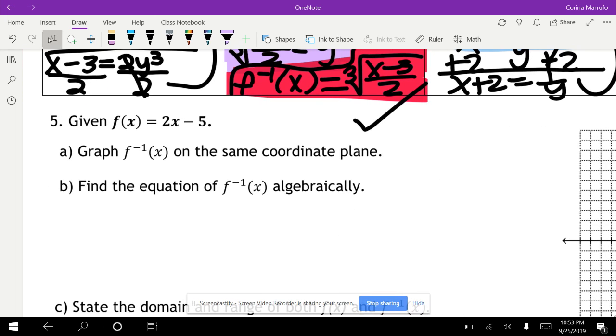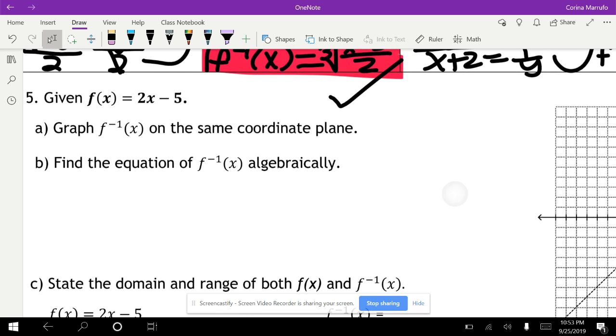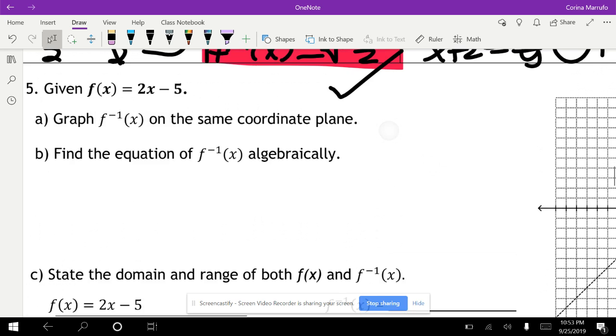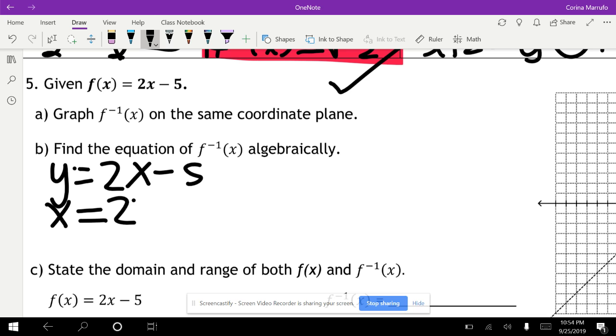All right, number 5. It says given f of x equals 2x minus 5, graph f inverse of x on the same coordinate plane. Find the equation algebraically. State the domain and range of both. And then it gives us both functions. So first I'm going to find it algebraically. Instead of f of x, I'm going to replace that with a y. So y equals 2x minus 5. And then we are going to switch the x and the y.